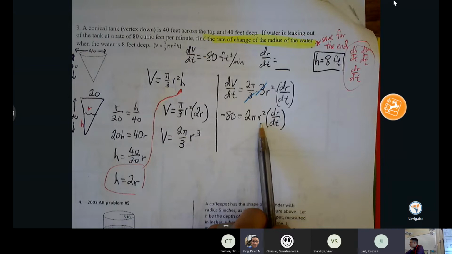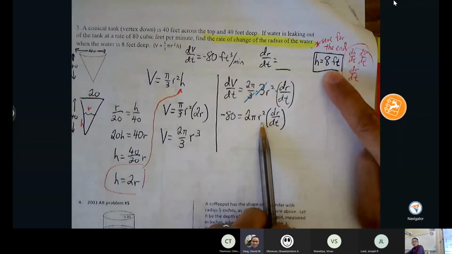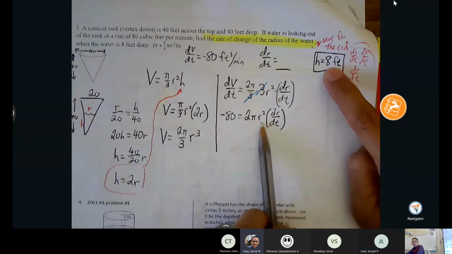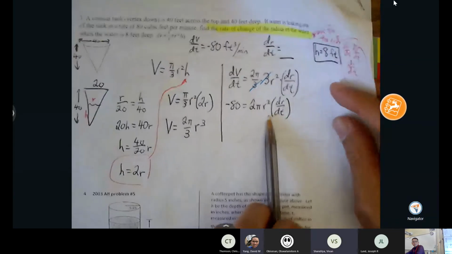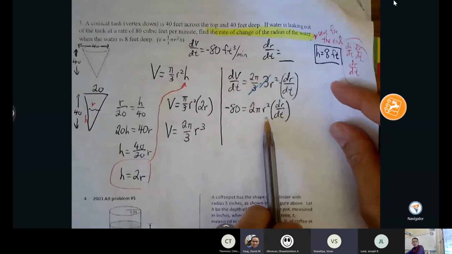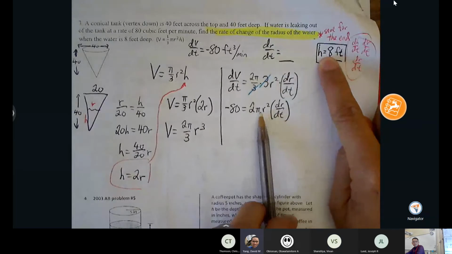No. But we have something related to it. We did the relationship earlier between little r and little h. So we have the height of the water level. So maybe we can find a way to connect these two, right? What's the relationship between radius and the height of the water level? Is this when we plug in 8 into the proportion? Yep, that's right.